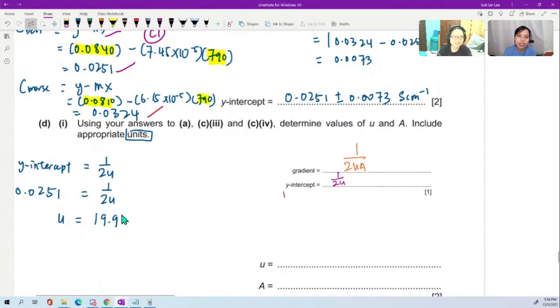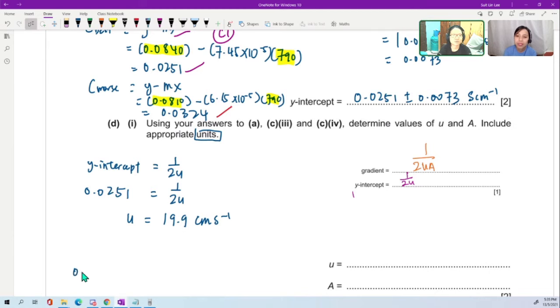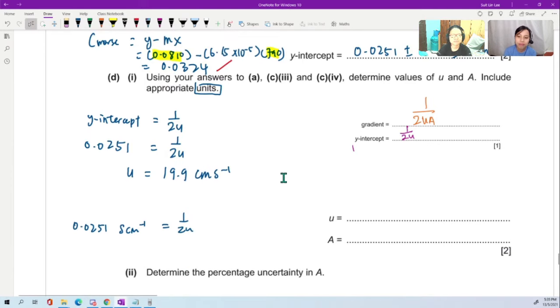The longer method is to do what you do in AS. One by one, you calculate what the unit is. The longer one would be, you think about this 0.0251 being second cm^-1. So you inherit the unit here, but inverted. Then you invert the unit, so you get this one.